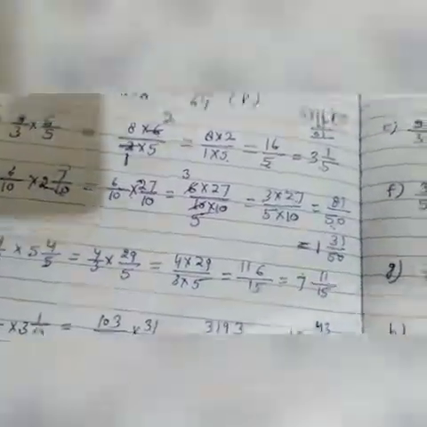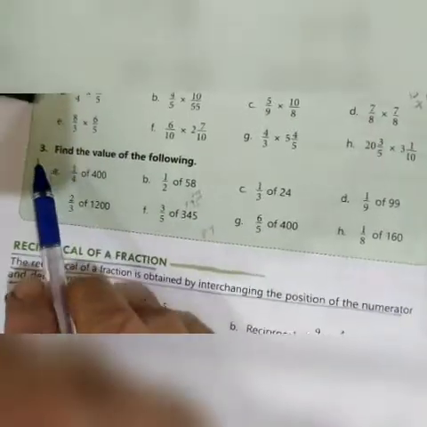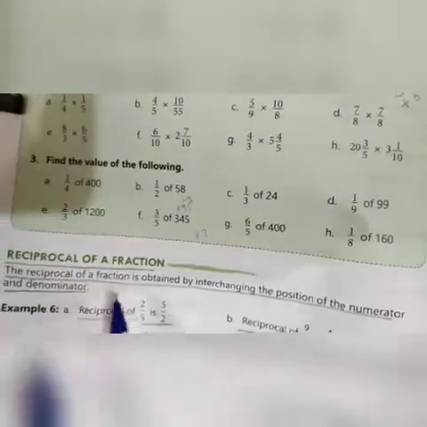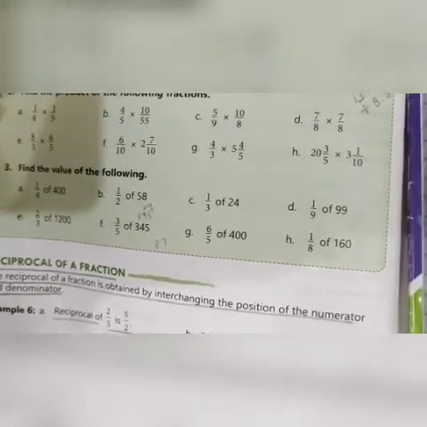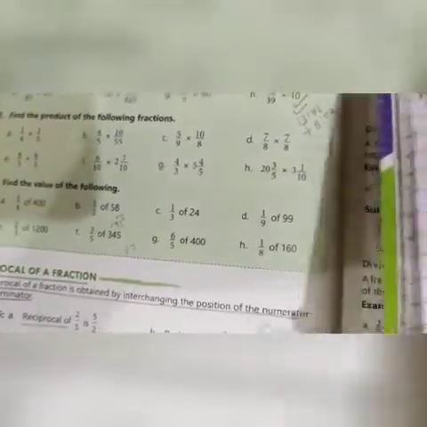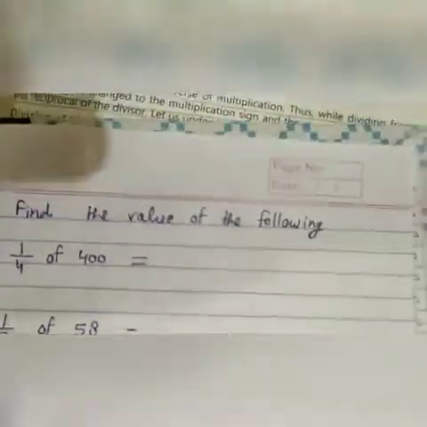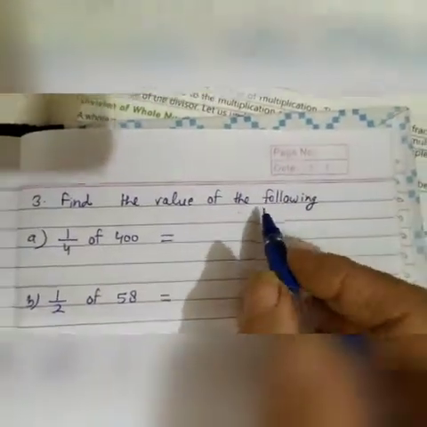Come to next question. Question number 3. Find the value of the following. Again there are 8 parts. I have written all these 8 parts also in my register. Okay. So come to here. See. Find the value of the following.